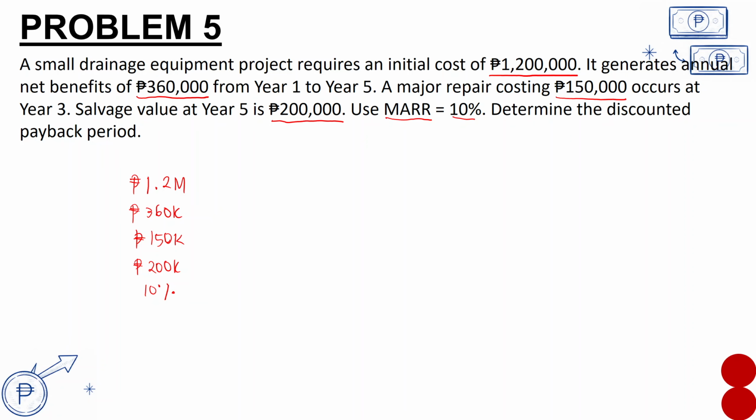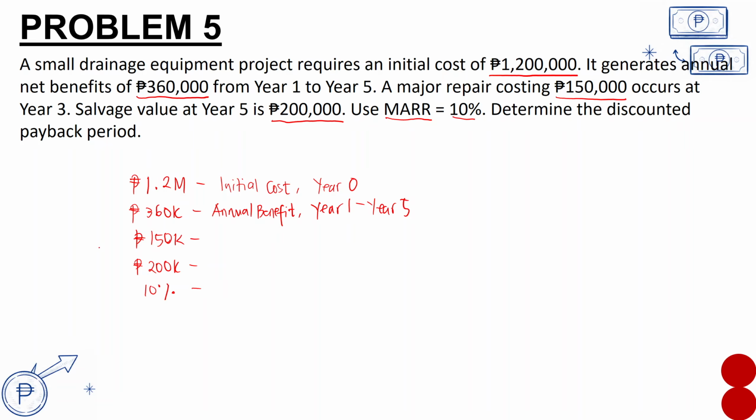First, you're going to determine the different monetary values and then identify what each of these represents. The 1.2 M is our initial cost. Therefore, its timing is at year 0. The 360,000 pesos is our annual benefit. So when we say annual, it means that every year we are expecting a benefit of 360,000 pesos, and the timing is from year 1 up to year 5.